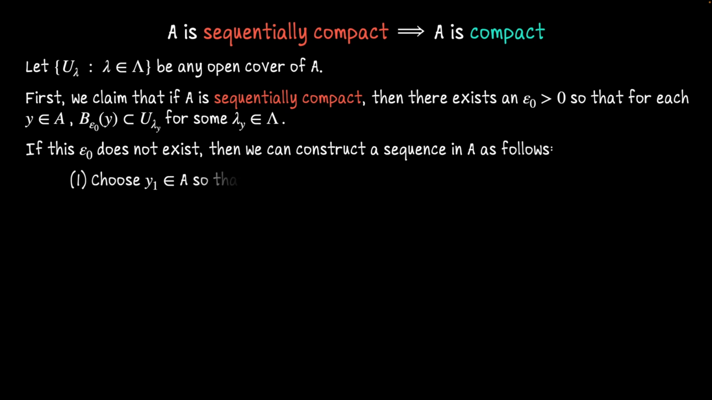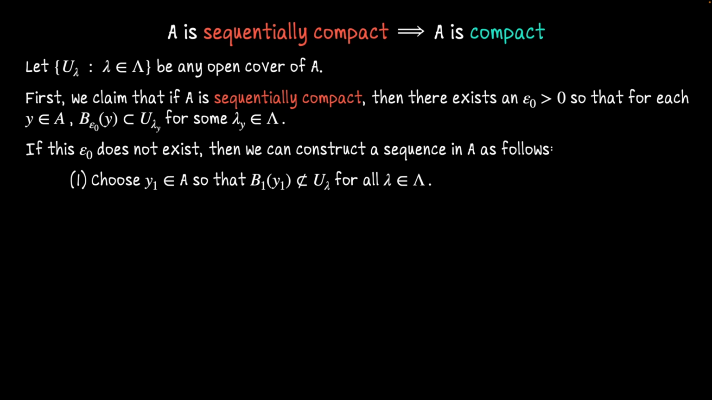We're going to prove it by contradiction. So if there is no suitable such radius, then what we can do is construct a sequence in A. We will choose our first point, which I will denote as y sub 1, so that the unit ball around it does not stay inside a single member of the open cover. So there is no one single set from the open cover that contains this unit ball around y1.